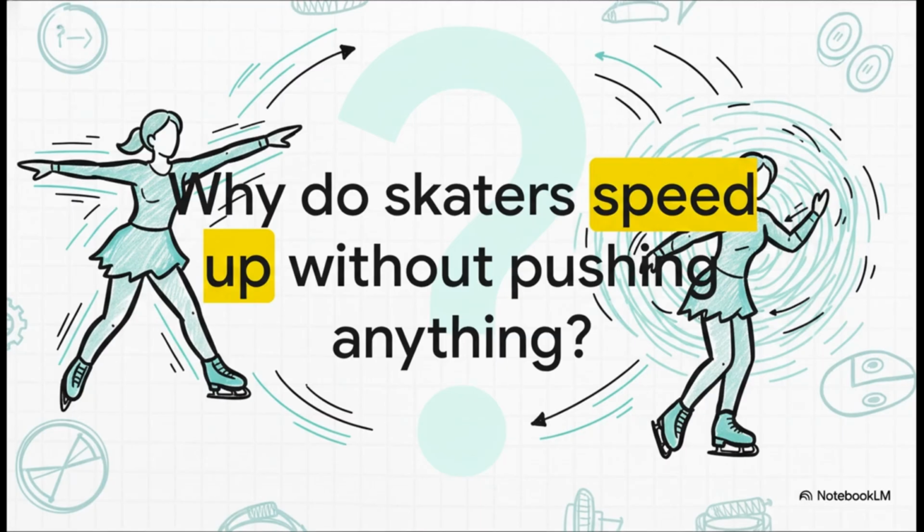You've seen this a million times, right? A figure skater is spinning, they pull their arms in, and bam! They suddenly become a total blur. They didn't push off the ice, nobody gave them a shove. So where in the world does that crazy burst of speed come from? Answering that is going to be our main goal today.